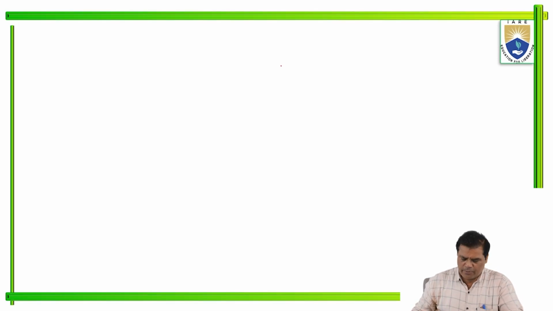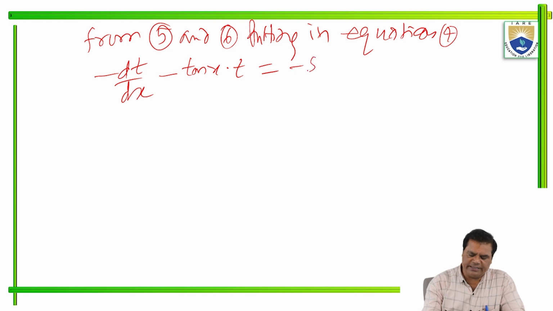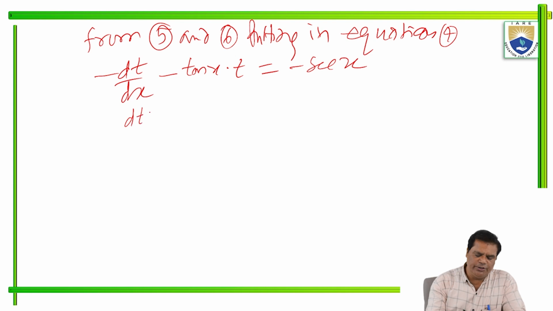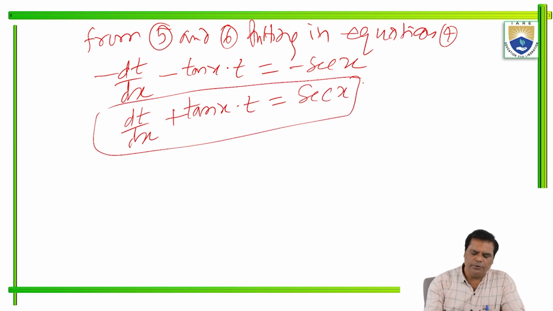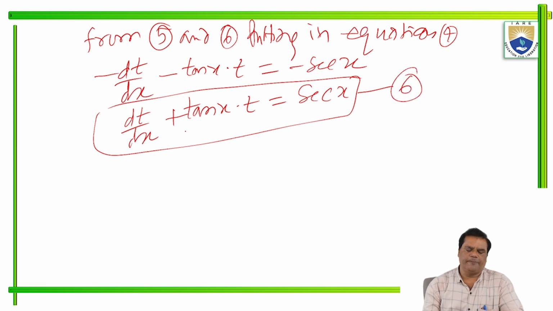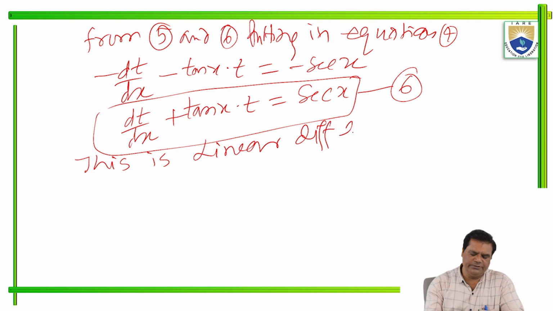Right hand side is minus sec x. So here is minus sec x. Now multiply by minus sign. So dt over dx plus tan x into t equal to sec x. This is equation number 6. This is a linear differential equation.